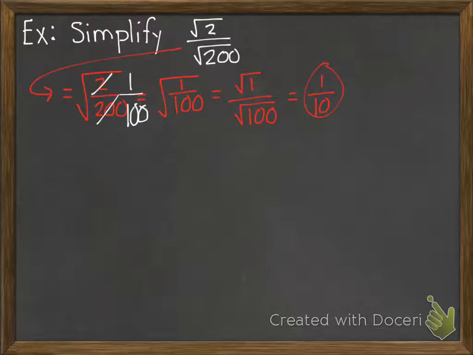Alright, I'm going to ask myself if I can simplify any more. Fraction-wise, I cannot. I don't have any radicals to simplify anymore, and I don't have a radical in my denominator, so I'm done.